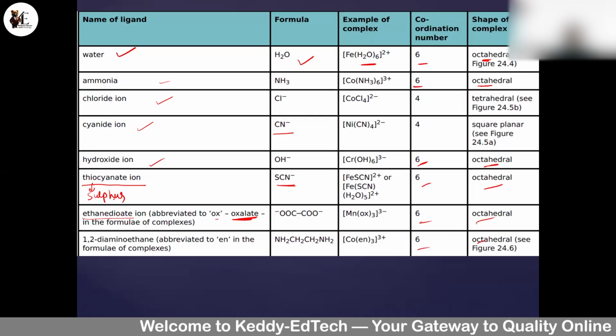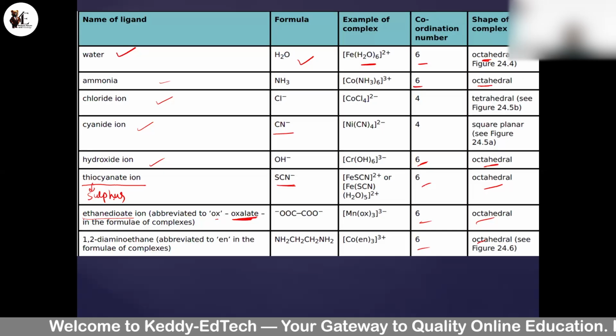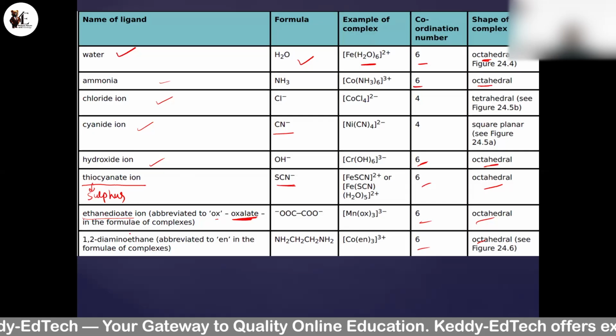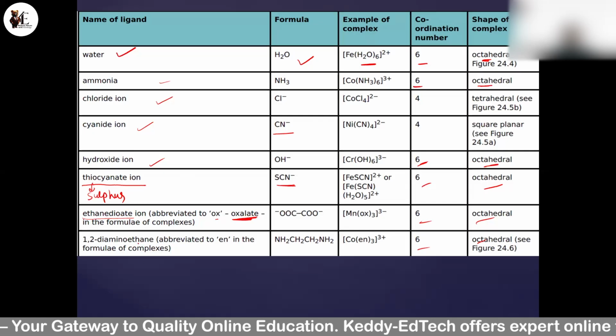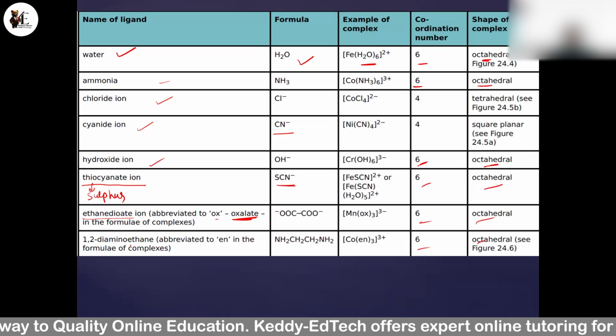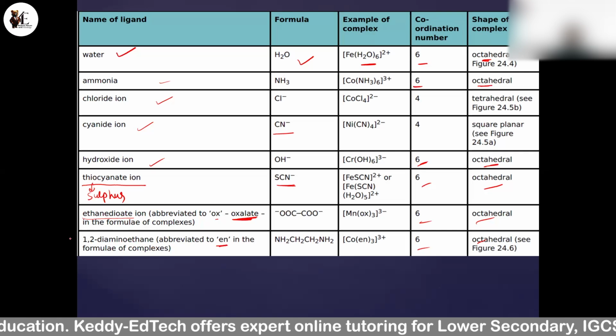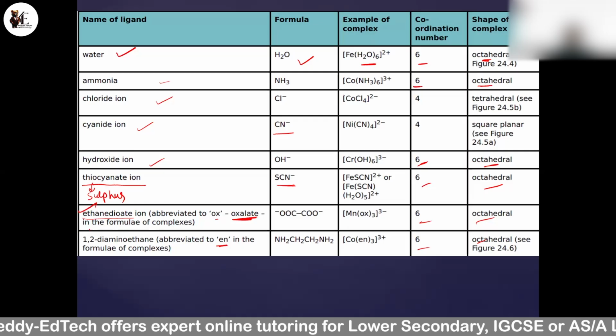Why is it ethane dioate? Because there are two carbon atoms, and in both these carbon atoms your ester is forming basically. So it is ethane dioate. When you make a linked complex, ester forms. 1,2-diaminoethane is en. Both of these are important, which I have already given as examples.